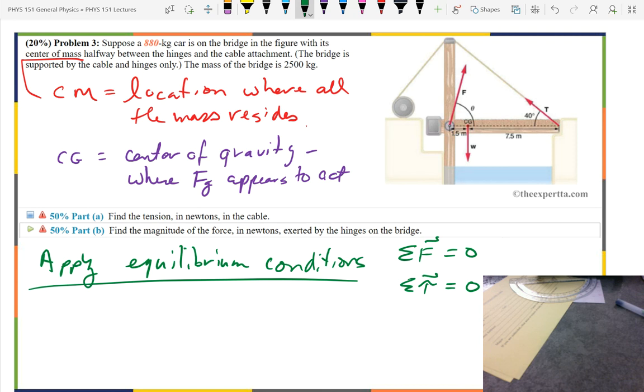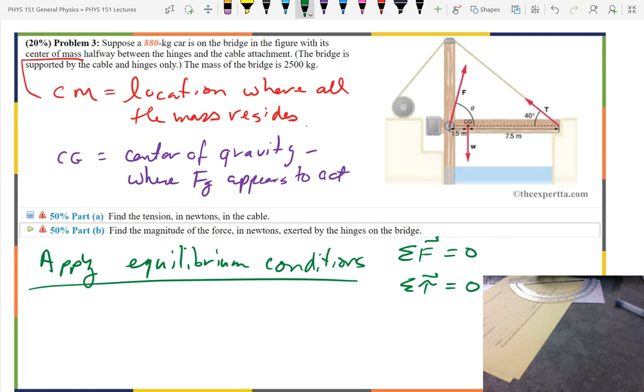So now we look at these and we have to decide what is our object that we're going to apply these to. Not always a simple question. So I will tell you for this one because it's the first problem we've done like this. The object I'm going to apply equilibrium to is going to be the bridge, that beam.